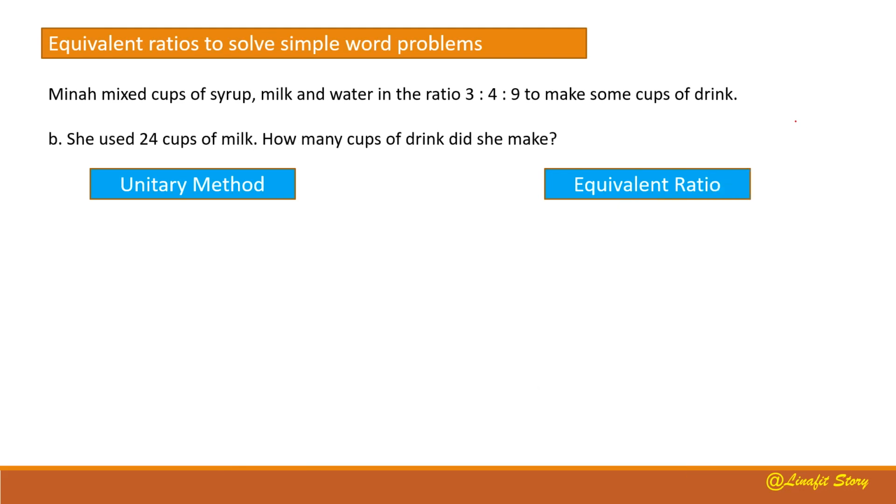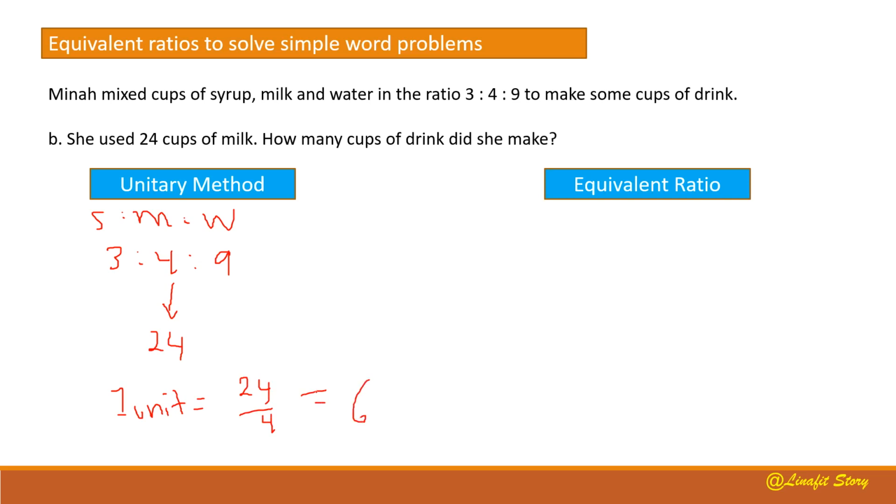Now question B, if she used 24 cups of milk, how many cups of drink did she make? So we'll use the unitary method. So syrup to milk to water, 3 to 4 to 9. Then she used 24 cups of milk. So this means 4 units equals 24. How to get 1 unit? So to get 1 unit is 24 divided by 4 equals 6.